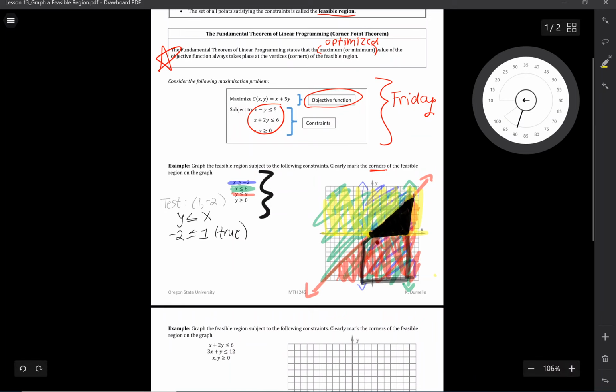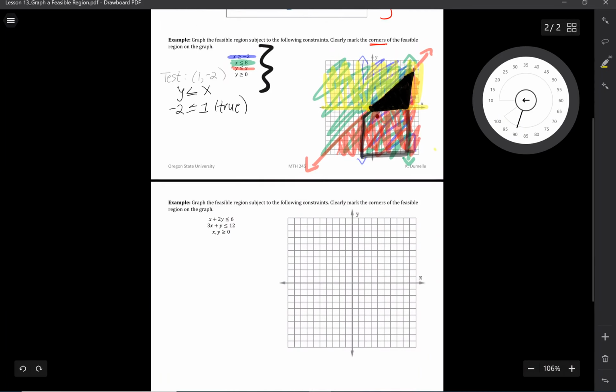Let's do another example. I want to graph the feasible region subject to the following constraints. Clearly mark the corners of the feasible region on the graph.